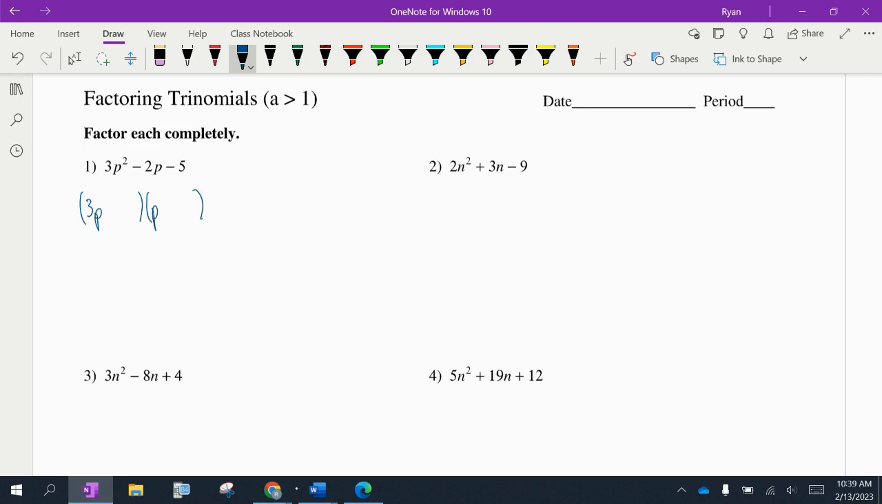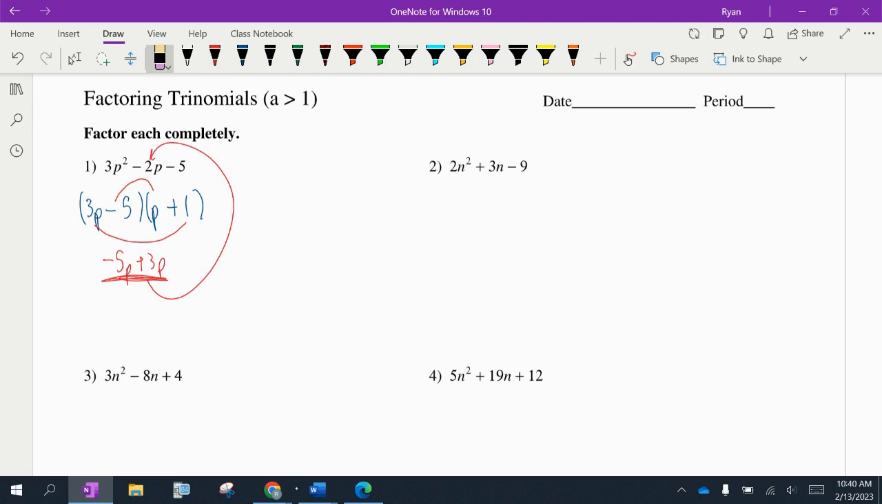Also, my last number is prime, and it's negative. The only things that multiply to a -5 are positive and negative 1 and 5. So I'm going to do a little bit of trial and error first. What if I do -5 plus 1? And I multiply all this out. 3p times p is 3p squared. Great. -5 times 1 is -5. That's great. Now to check the middle term, -5 times p is -5p. 3p times 1 is positive 3p. And when we combine those together, that's the -2p we needed in the middle.